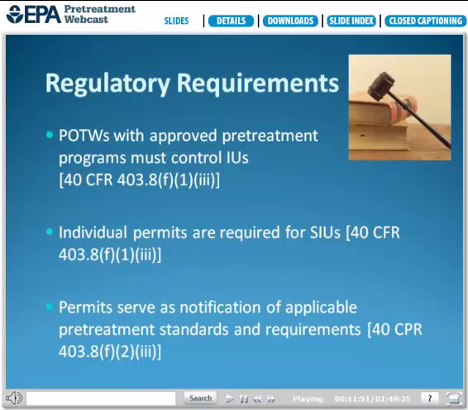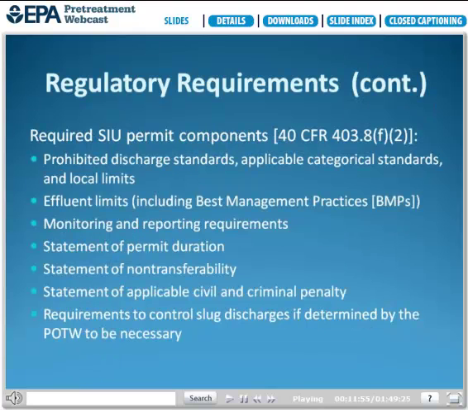The specific components that must be included in those permits issued to the SIUs are included on this slide. We'll discuss what each of these mean in greater detail later in the presentation. Some of these components might be the same for all users. Some of these items might be different for each of the users.